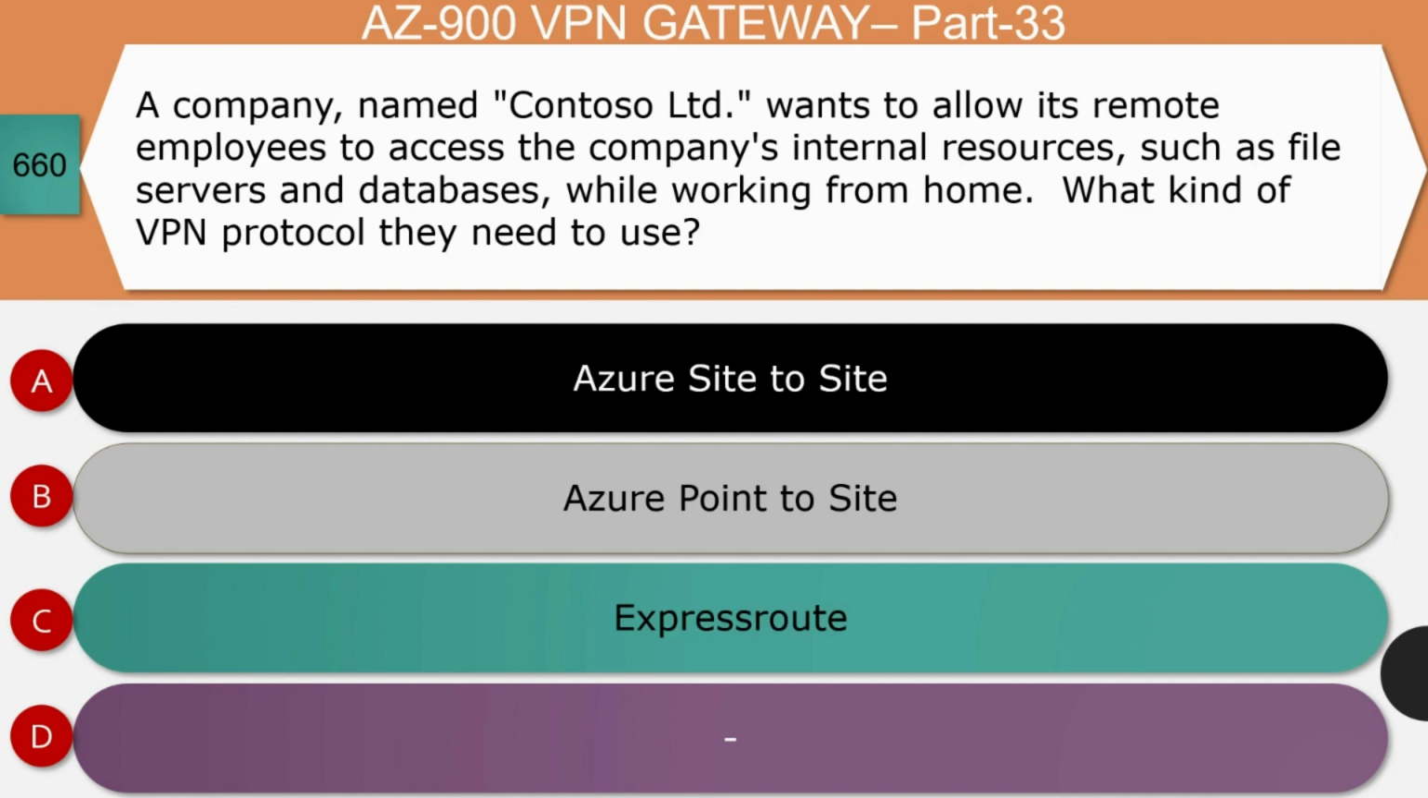Next question, a company named Contoso Limited wants to allow its remote employees to access the company's internal resources, such as file servers and databases, while working from home. What kind of VPN protocol do they need to use? Is it Azure site to site, or Azure point to site, or Express Route? The right answer for this question is Azure point to site. That is, when you work from home, you will be using a device to connect to a company network. And so it is point to site.